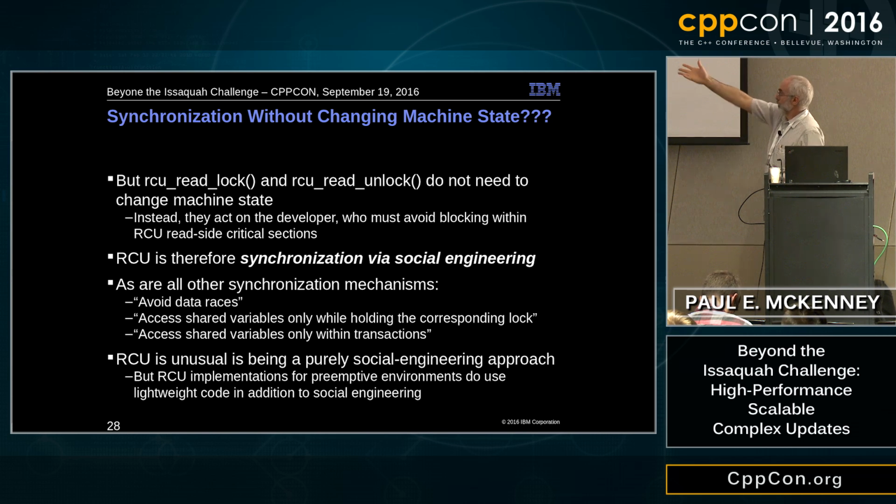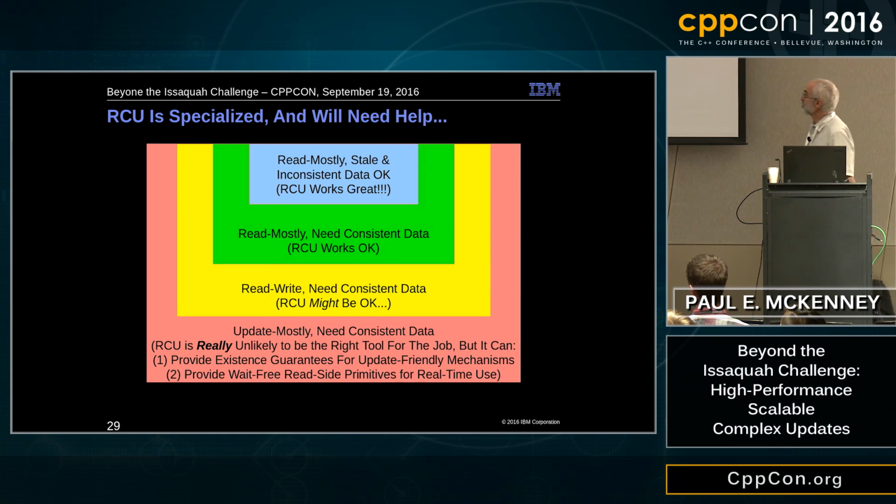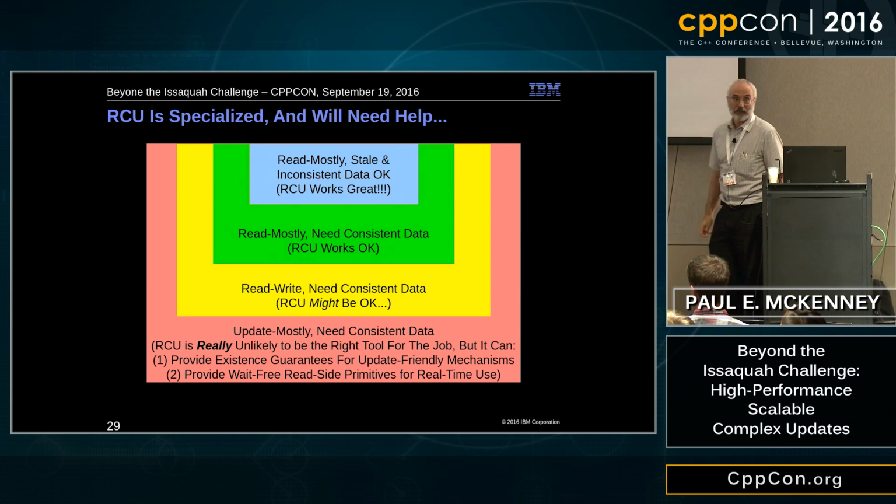Similar with locking, and avoiding data races is a big thing in the C++ memory model. The thing that's unusual about RCU isn't that it relies on social engineering, but that in some implementations it relies solely on social engineering. And the nice thing about that is that there's not a whole lot faster than doing nothing. Doing nothing is pretty fast, it's pretty scalable, it's energy efficient, there's a whole bunch of nice things about it, and in that aggressive case, we can take advantage of that. But there's a downside. That downside is that it is specialized.